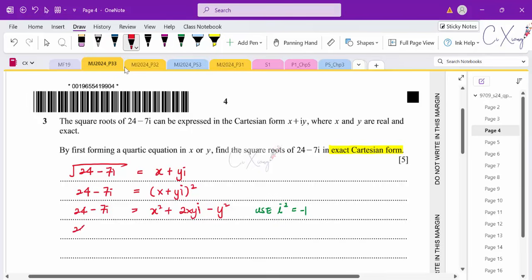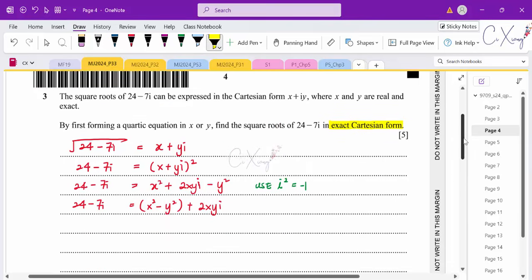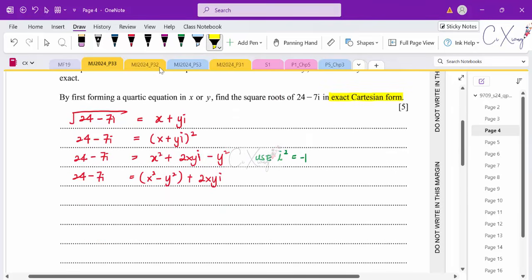Okay, so I rephrase my expression here again, so that I can group all the real part with the real part, imaginary part with the imaginary part. And now, to get the value for x and y, what I am going to do is compare real part with real part. This part we call real because there's no i. So you compare them together. I'm having x squared minus y squared equals 24. And I will make this the first equation.